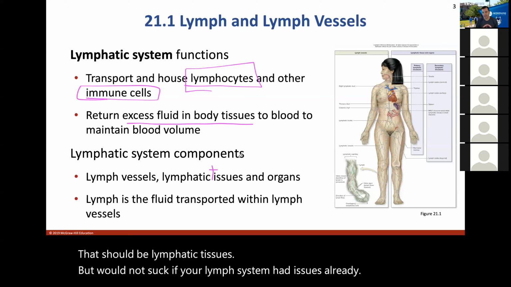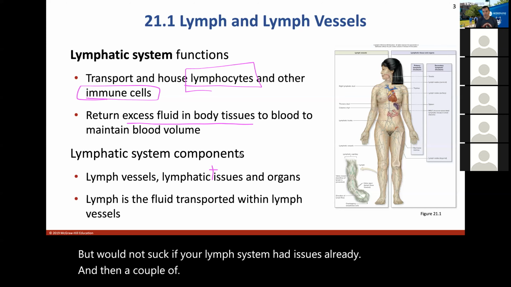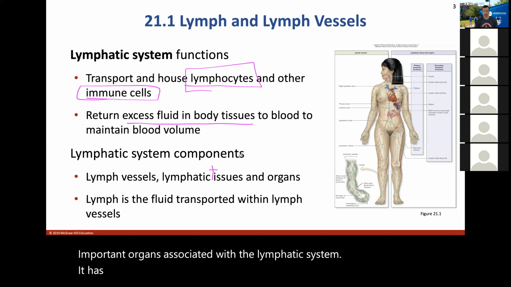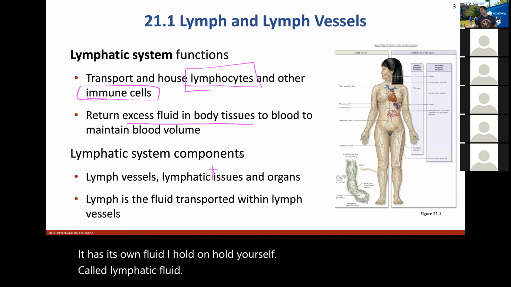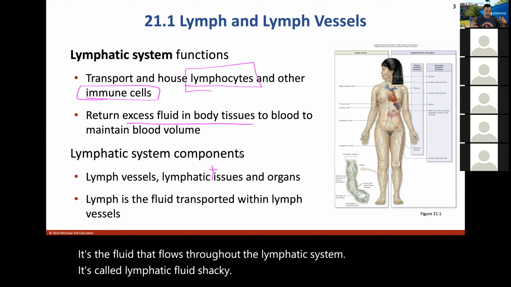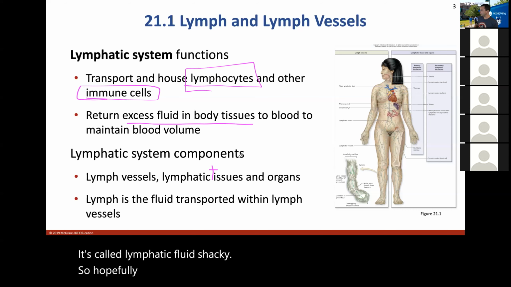And then a couple of important organs associated with the lymphatic system. It has its own fluid, called lymphatic fluid. It's the fluid that flows throughout the lymphatic system. Okay, it's called lymphatic fluid. Shocking. So hopefully a pretty basic introduction there.